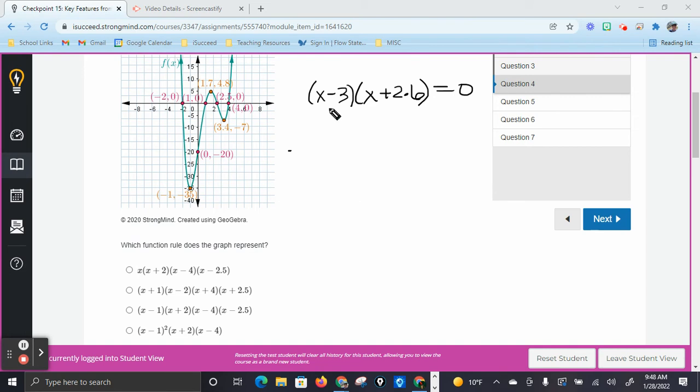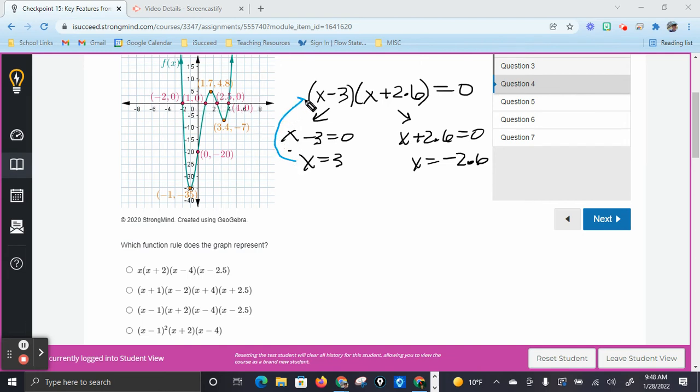Remember that we would solve this by pulling the two factors apart and saying now x is not equal. X minus 3 is now equal to 0. And then x plus 2.6 is equal to 0. So this would mean x is now equal to 3 and x is now equal to -2.6. So what this is asking, can we find the x-intercepts from the graph and then work backwards to rewrite them as the factors? I think we can.